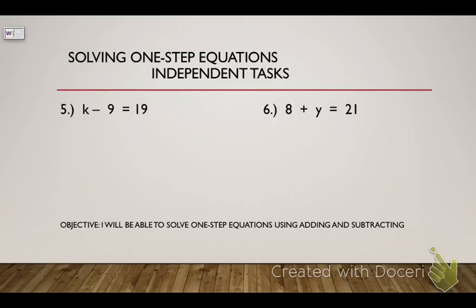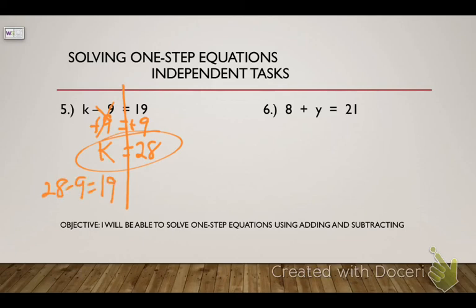All right, ladies and gentlemen. Sorry about that. Here we go, and the next one. Do the inverse of subtracting, which is adding. And we want to add to both sides, right? So we got K equals 28. Does 28 minus 9 equal 19? It does.